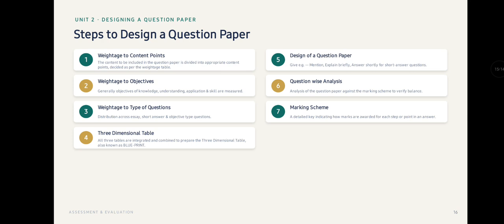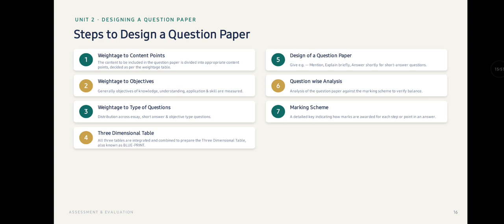Next are steps to design a question paper. First, weightage to content points. The content to be included in the question paper is divided into appropriate content points decided as per the weightage table. Second is weightage to objectives. Generally objectives of knowledge, understanding, application and skills are measured. Third is weightage to types of questions, distribution across essay, short answer and objective type questions. Fourth is the 3-dimension table. All three tables are integrated and combined to prepare the 3-dimension table, also known as blueprint.